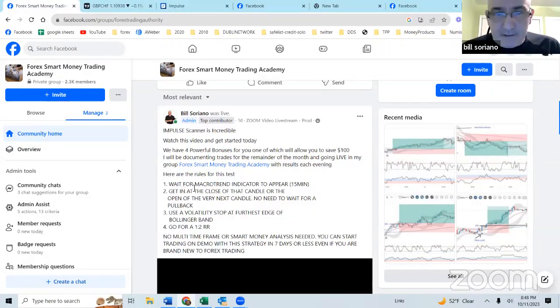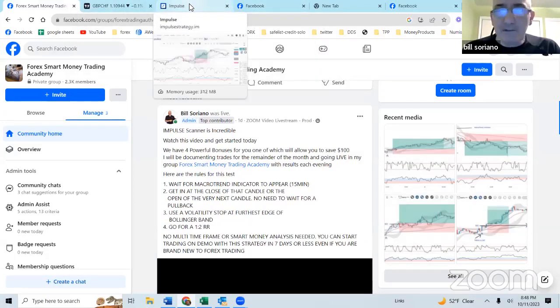And so what we're going to do, as I outlined yesterday, is wait for the macro trend indicator to appear on the 15-minute chart. We're going to get in at the close of that candle or the open of the very next candle. Again, no need to wait for the pullback. I know in the training the educators do, they tell you to wait for a pullback. What we're testing for the rest of the month is that there is no need to wait for a pullback. We're going to use a volatility-based stop at the furthest edge of the Bollinger Band on the impulse scanner, and then we're going to go for a 1 to 2 risk to reward on all trades.